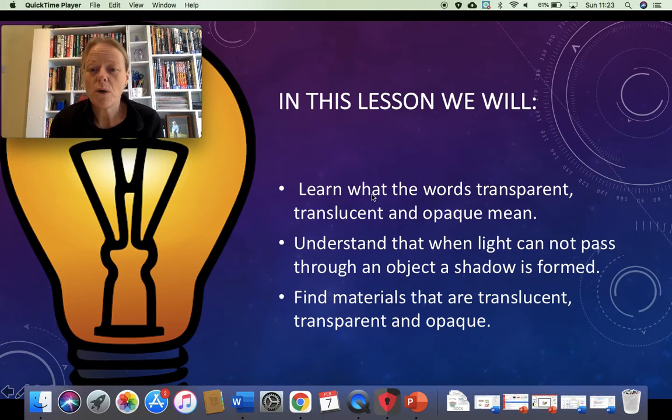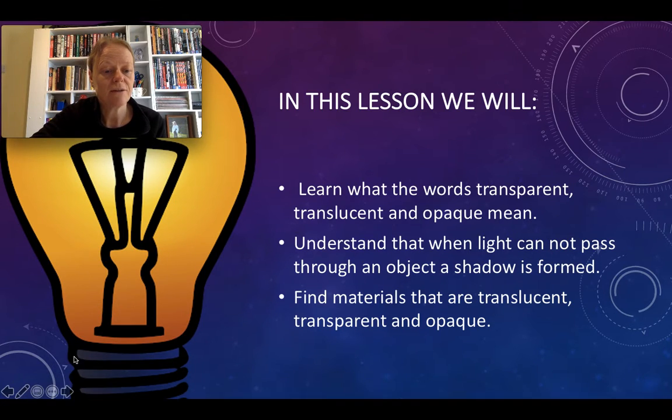We're going to learn what the words mean: transparent, translucent and opaque. We're going to understand again and have a look through what happens when light cannot pass through an object and how this forms shadows. And then you're going to go and find some materials that are translucent and opaque and transparent yourself.